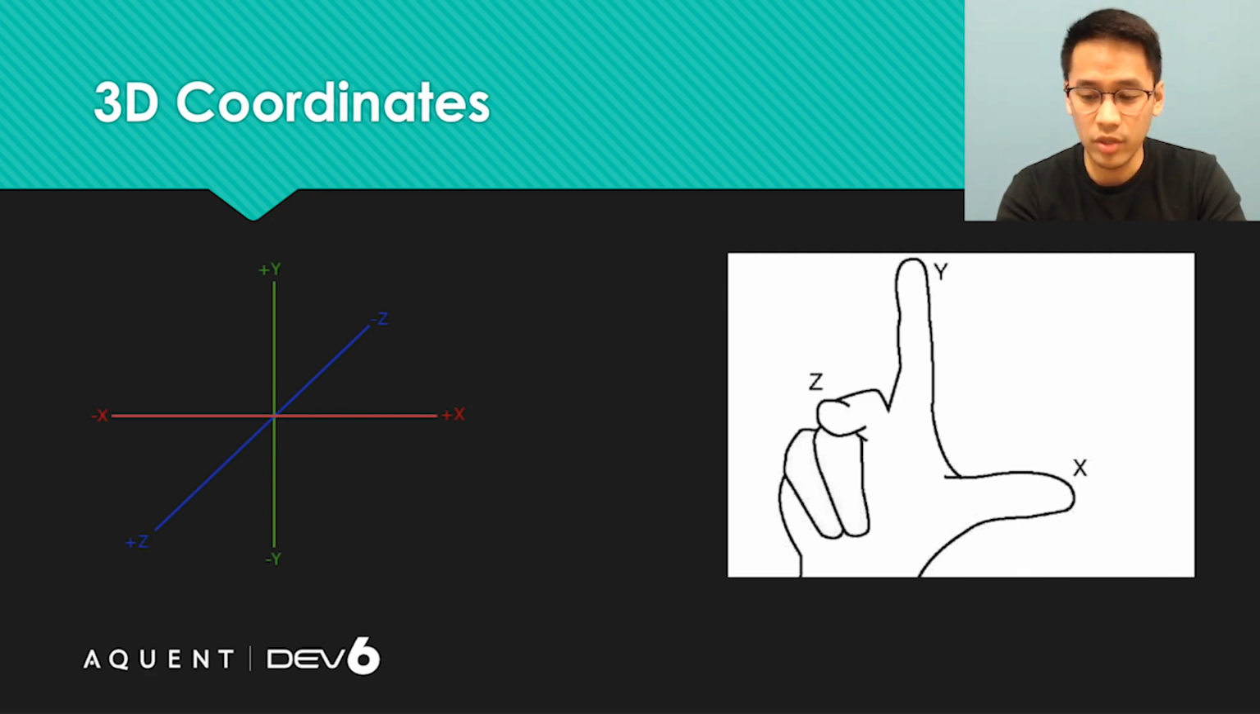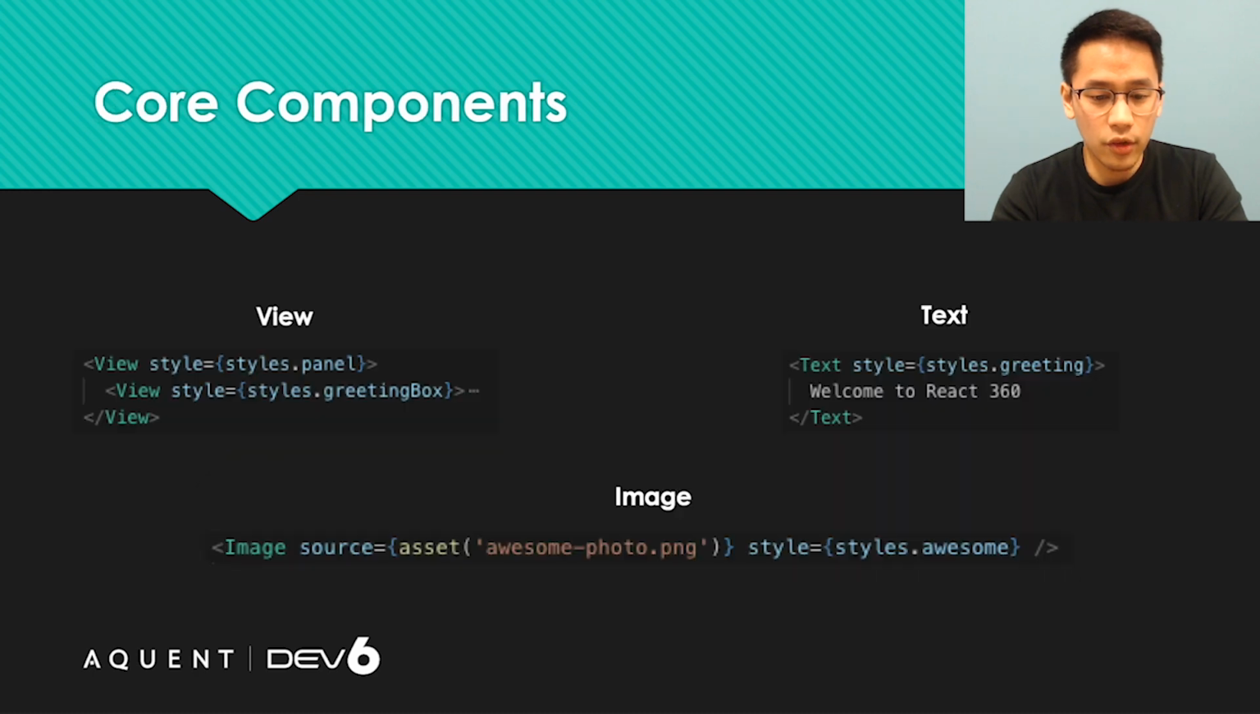If we wanted to place an object anywhere other than the default coordinate, which is 0, 0, 0, we can use translate. If we wanted to change the object size, we can use scale. And if we wanted to rotate an object, then we would have to use rotate. These are the core components that we have in React 360. And as I mentioned before, they do use the same components as React Native.